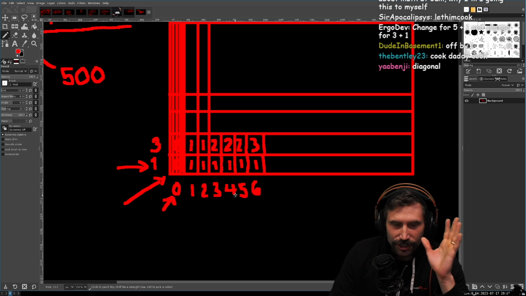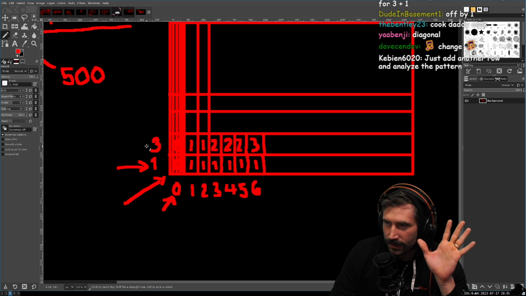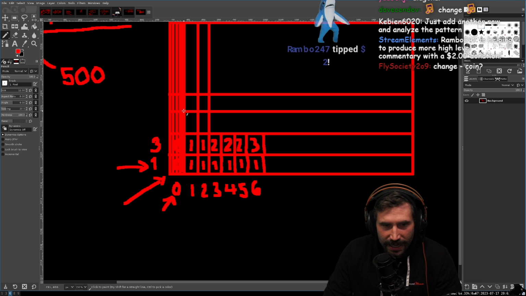Cook Daddy, I know, just let's try to see it for a second. Just add another row and analyze the pattern. We can add another row.